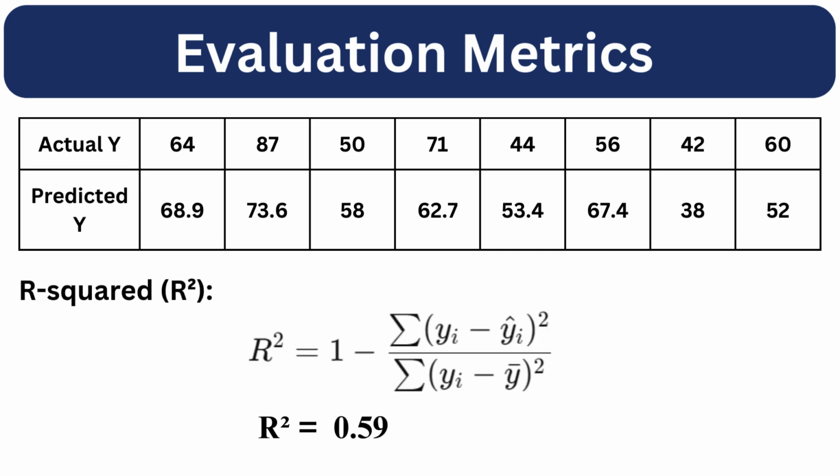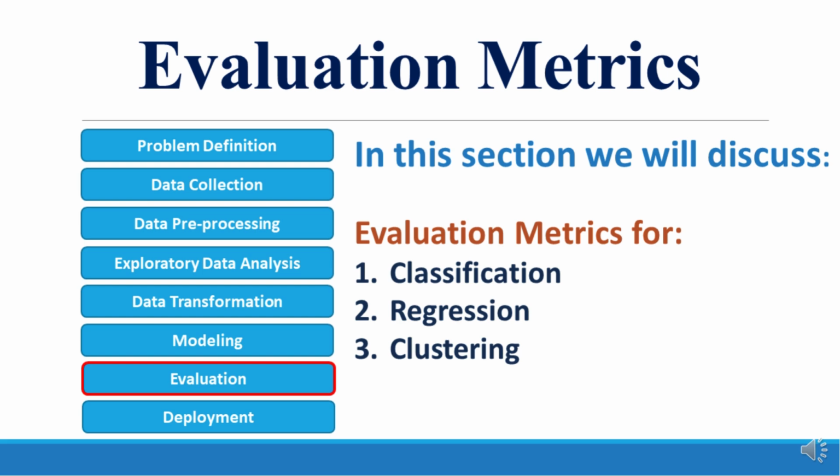R squared explains the proportion of variance in the target variable that is predictable from the independent variables. Values closer to 1 indicate better performance. In our case, almost 60% of the variance in the dependent variable is explained by the independent variables. So in today's session, we discussed different evaluation metrics for classification and regression tasks. In the coming lecture, we will talk about evaluation metrics used for clustering tasks.